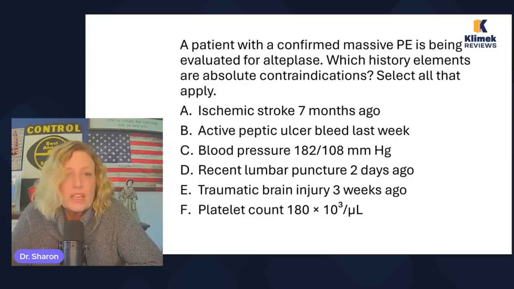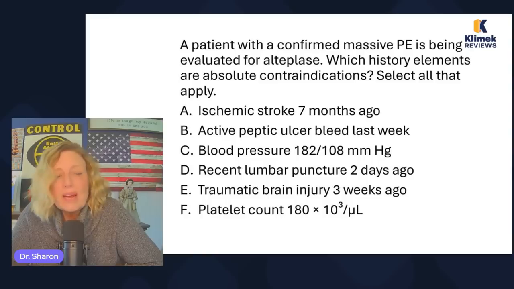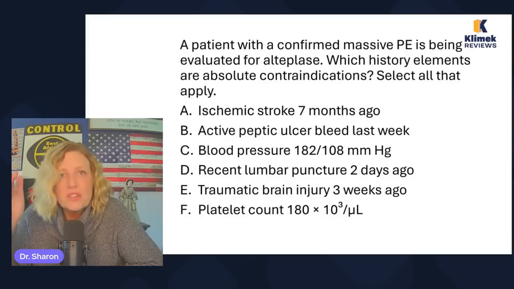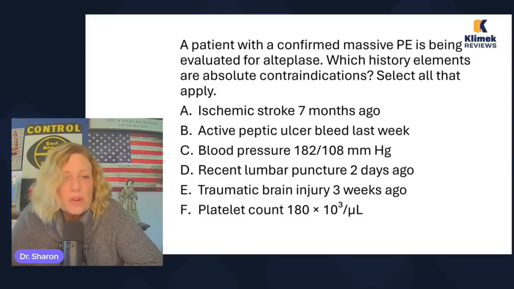A patient with a confirmed massive PE is being evaluated for alteplase, which is a clot busting drug. Which history elements are absolute contraindications? Select all that apply. So absolute contraindications means there's no exceptions to this rule. Absolutely always, if they have this in their history, they cannot get clot busting meds. Ischemic stroke 7 months ago, active peptic ulcer bleed last week, blood pressure 182/108, recent lumbar puncture 2 days ago, traumatic brain injury 3 weeks ago, platelet count 180.